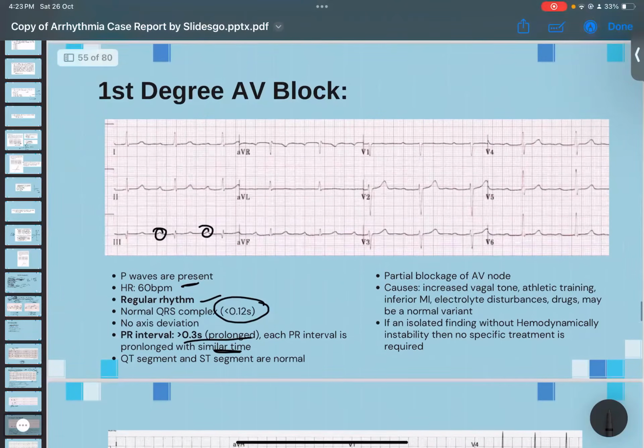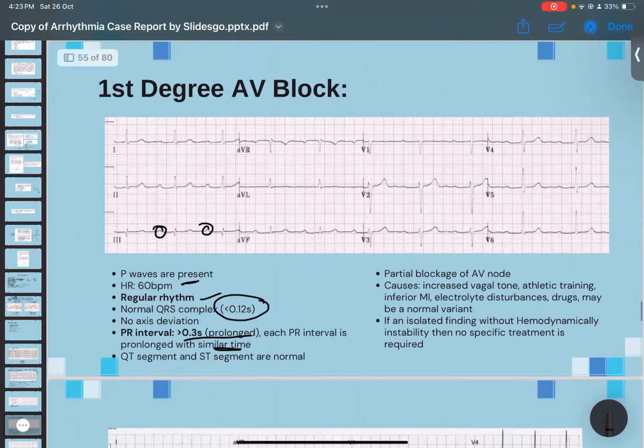Now in first degree AV block, basically what's the underlying mechanism? It's a partial blockage of the AV node, okay? So this is the AV node, and either there's increased vagal tone, so increased parasympathetic nervous system activity, or there's inferior MI, which kind of damages the AV node a bit, or there are electrolyte imbalances or drugs. Sometimes it could be a normal finding, but usually it is not something that is threatening to the patient, okay?